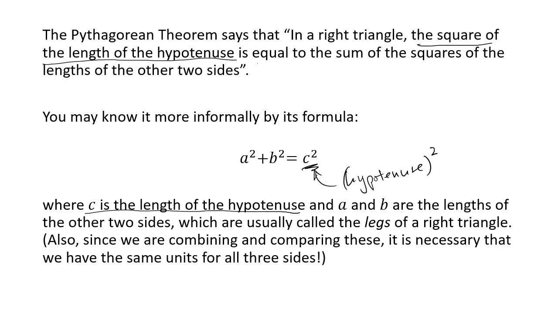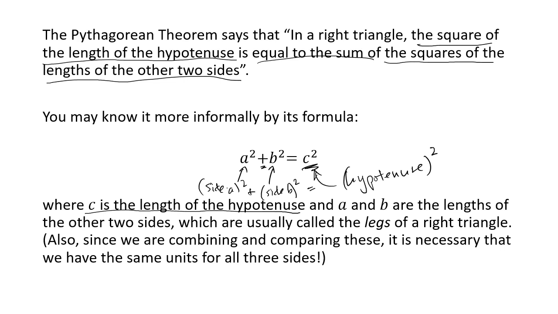And then is equal to the sum. So we've got my sum here. The squares of the lengths of the other two sides. And so these are my other two sides. These are the legs of the right triangle. And then each of those gets squared. And so we've got side A squared, and then we've got side B squared. And we're going to take the sum of those, and that will equal the hypotenuse squared.